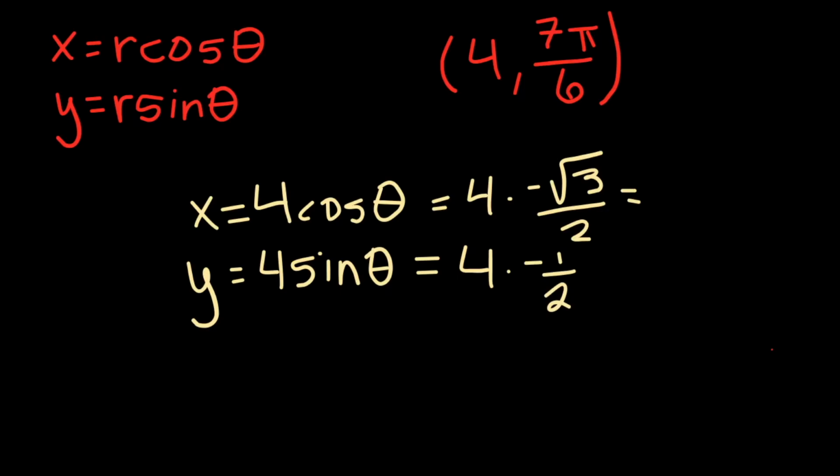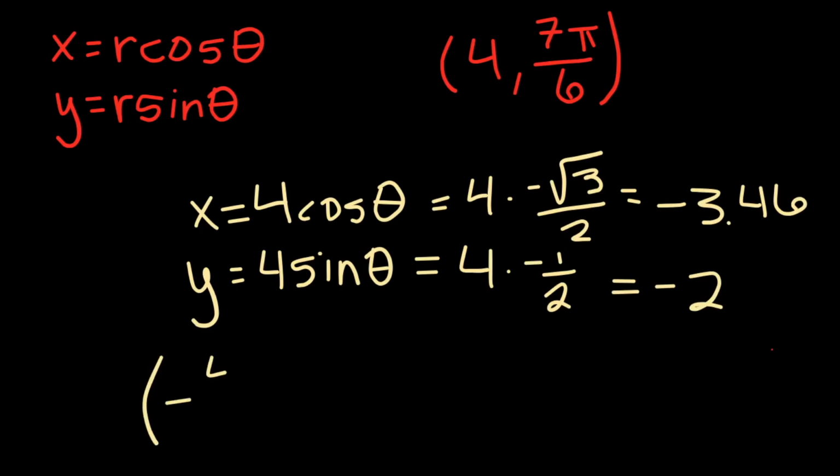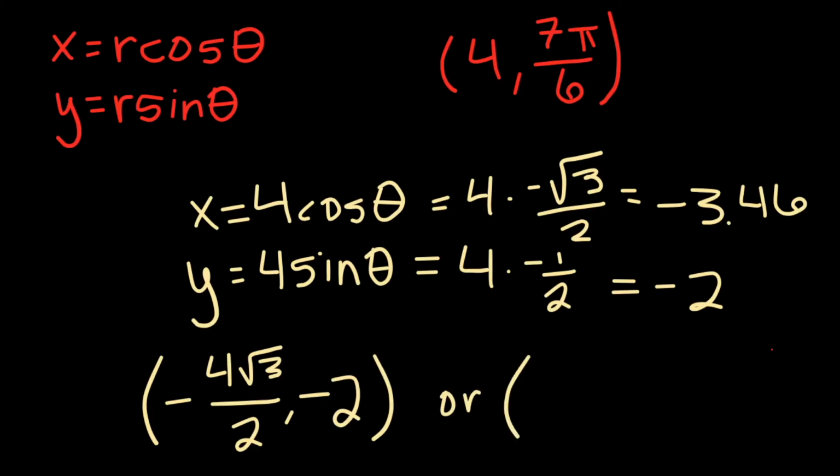If both of these values are simplified, we get approximately negative 3.46 and also negative 2 for your y-coordinate. So now we can go ahead and say that the polar form of 4, 7 pi over 6 equals negative 4 root 3 over 2, comma, negative 2, or negative 3.46, comma, negative 2.